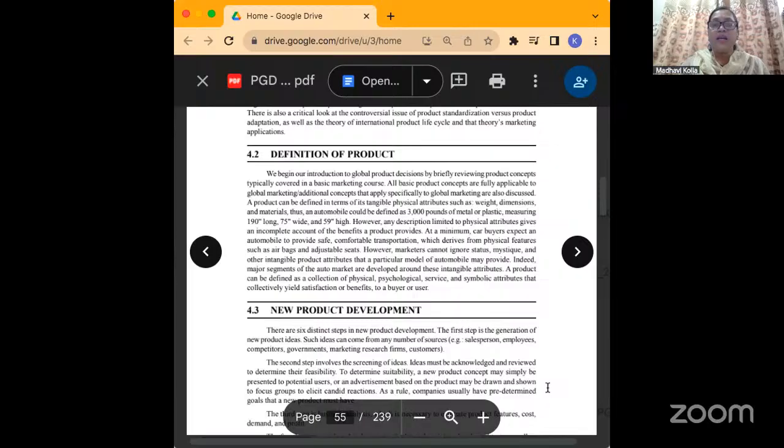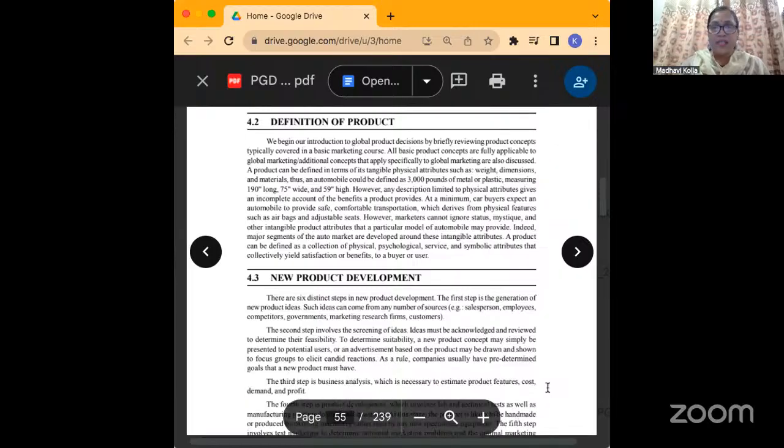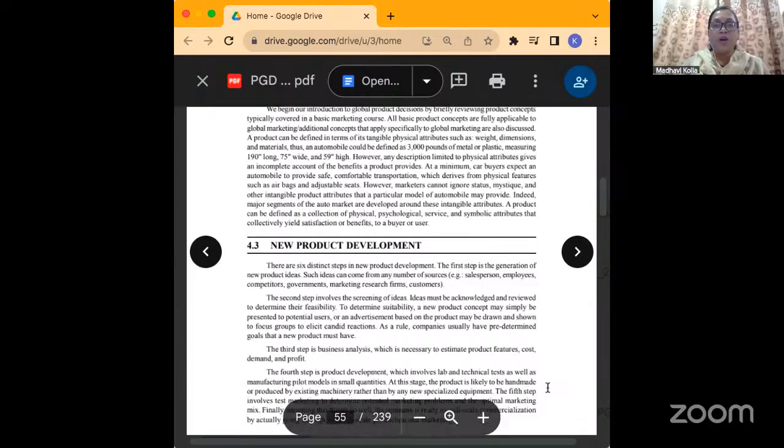We begin our introduction with global product decisions. What does this mean? We need to understand the product concepts that are typically covered under this scenario. Here we are talking about a basic marketing course which covers product, price, place and promotion, the 4 P's, but we'll be expanding on that a little further to suit an international market. New product development consists of 6 distinct steps. The first step is the generation of new product ideas.